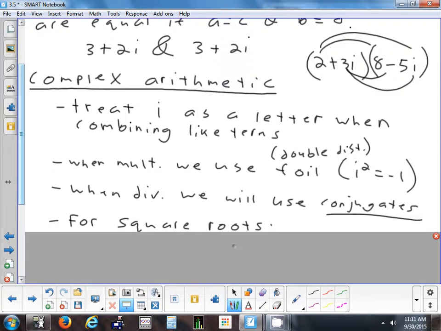When we do division, we're going to use the idea of conjugates. That's how you divide complex numbers. You use a conjugate, and you really change it to a multiplication problem.